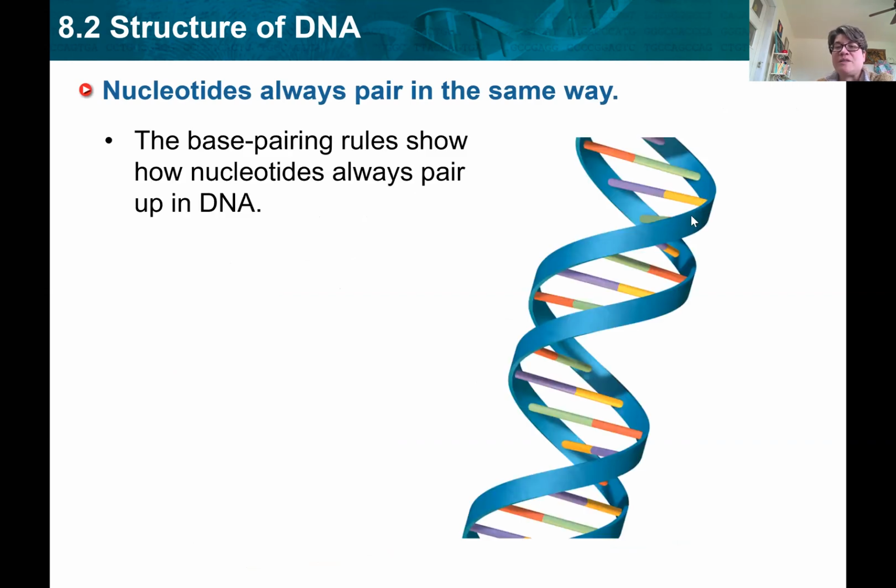So this is what it looks like. These rungs right here, it's like a twisted ladder, right? And these rungs are those bases, those A's, T's, C's, and G's, those purines and pyrimidines. They bond with each other in a certain way. You can see here that the reds always bond with the greens, and the yellows always bond with the purples. So they always bond that way. Chargaff is the one that figured out that those bond together.